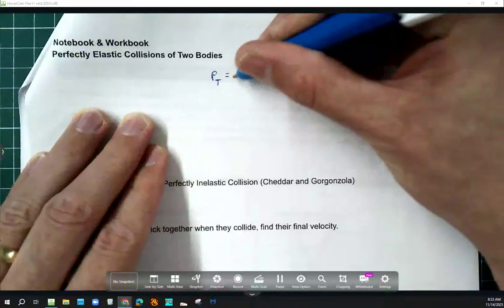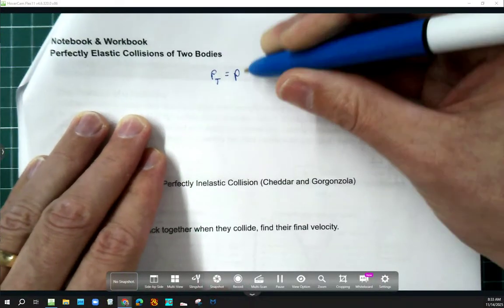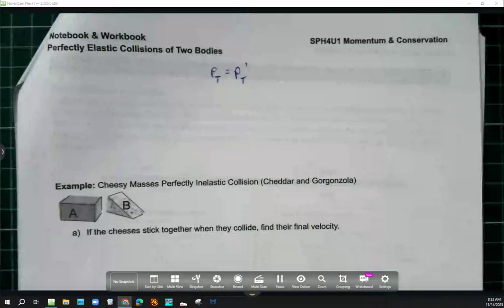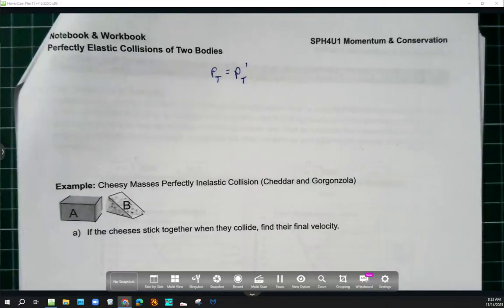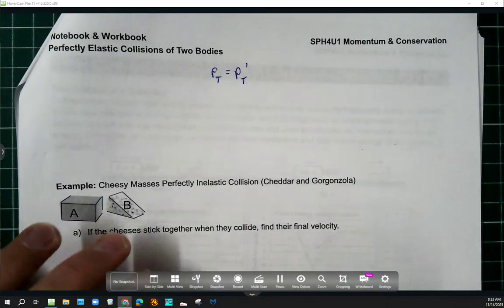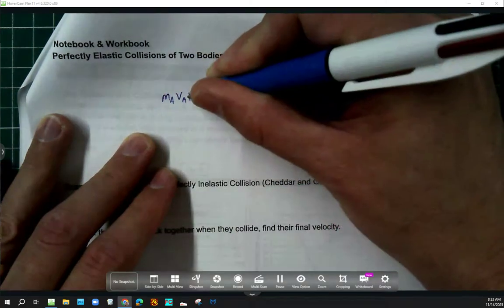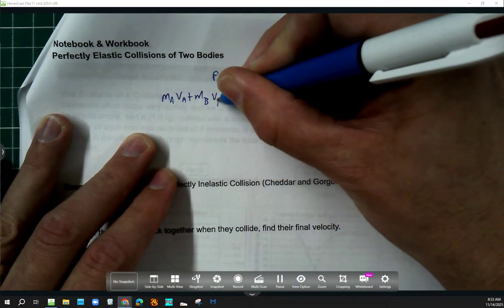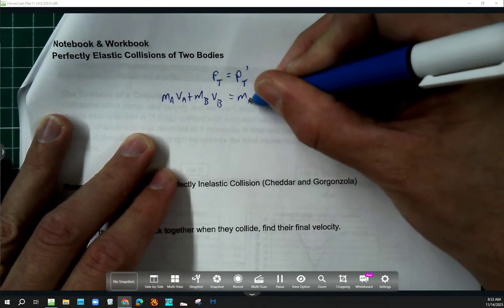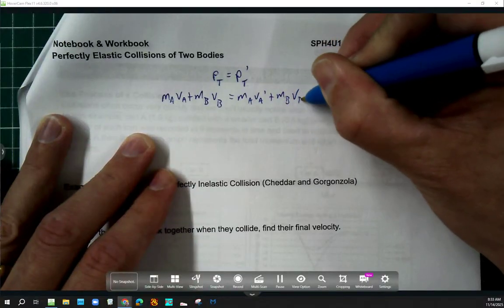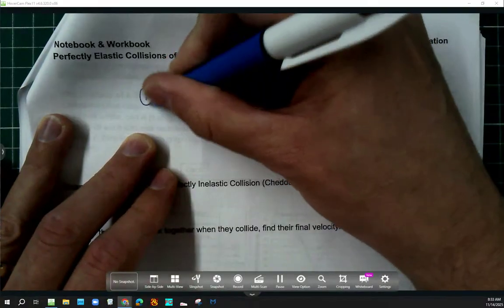Total momentum before a collision is equal to the total momentum after a collision. That's where we were at last day. And we said that that would expand out to being MA VA plus MB VB equals MA VA primed plus MB VB primed. And I'm going to call that equation 1.